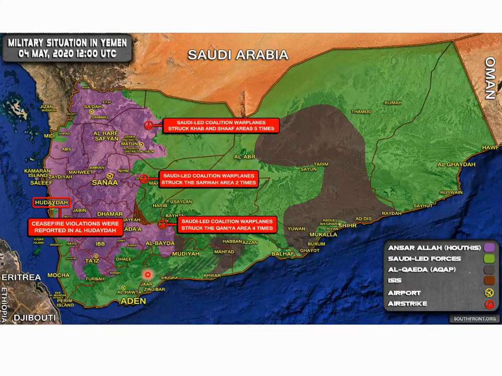And then what is not visible on this map, but also very clearly the case, is that the Southern Transitional Council, the separatist movement of the South, is also controlling areas, including the city of Aden.